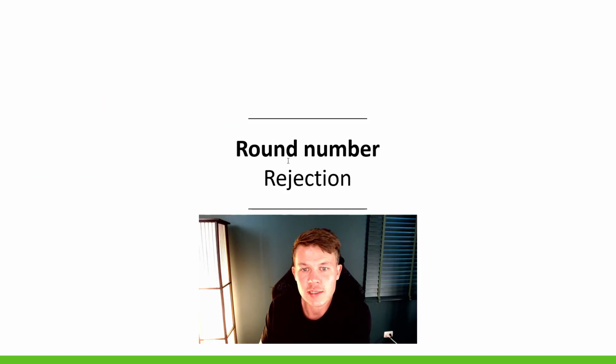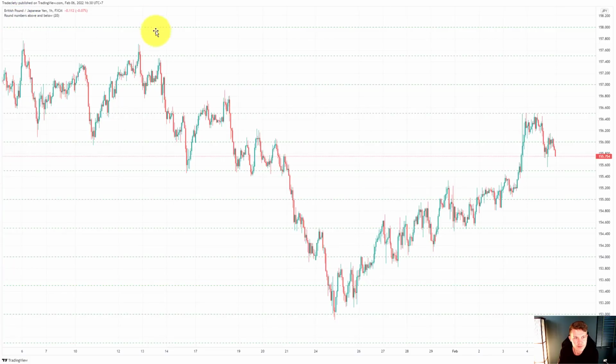Last but certainly not least, we have round number rejections, and I will show you how to create some really interesting studies with that. So I have just activated the round numbers in TradingView, and you can see now we have those green dotted lines at every round number: 153, 153.5, 154, 154.5, and so on.